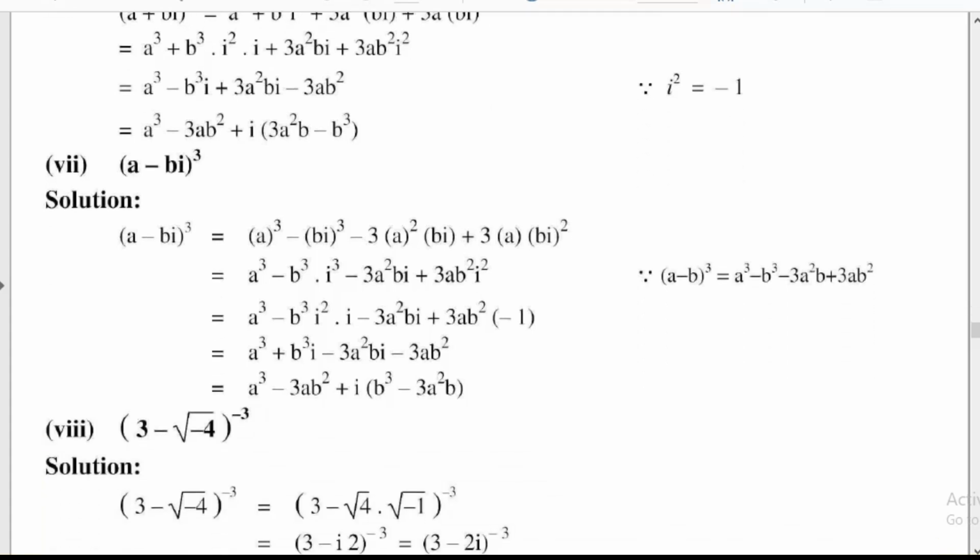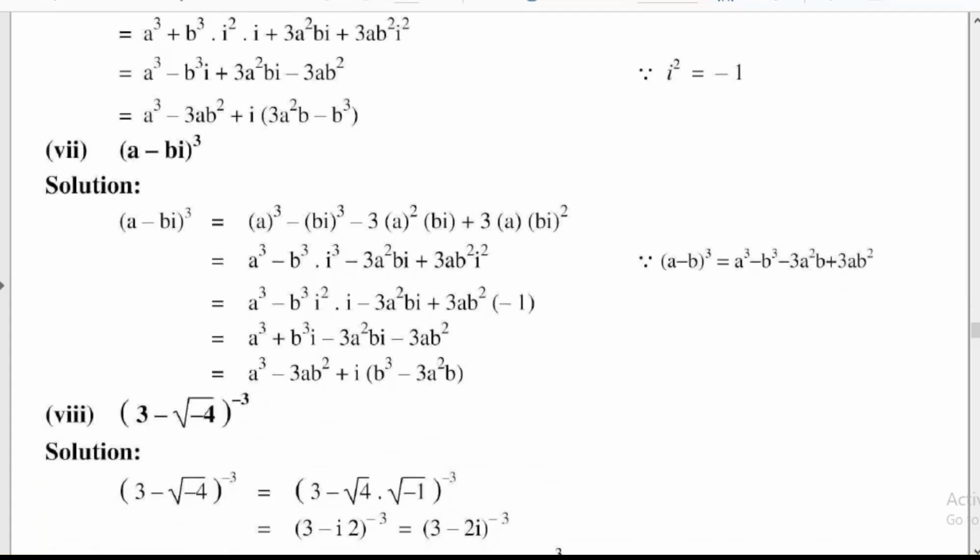Next, part number 8, that is (3 - √-4)^-3. So 3 minus √4 into √-1. So √-4 can also be written in factor form, √-1 · √4, to the power minus 3. So √4 is 2, and √-1 is i, so (3 - 2i)^-3.